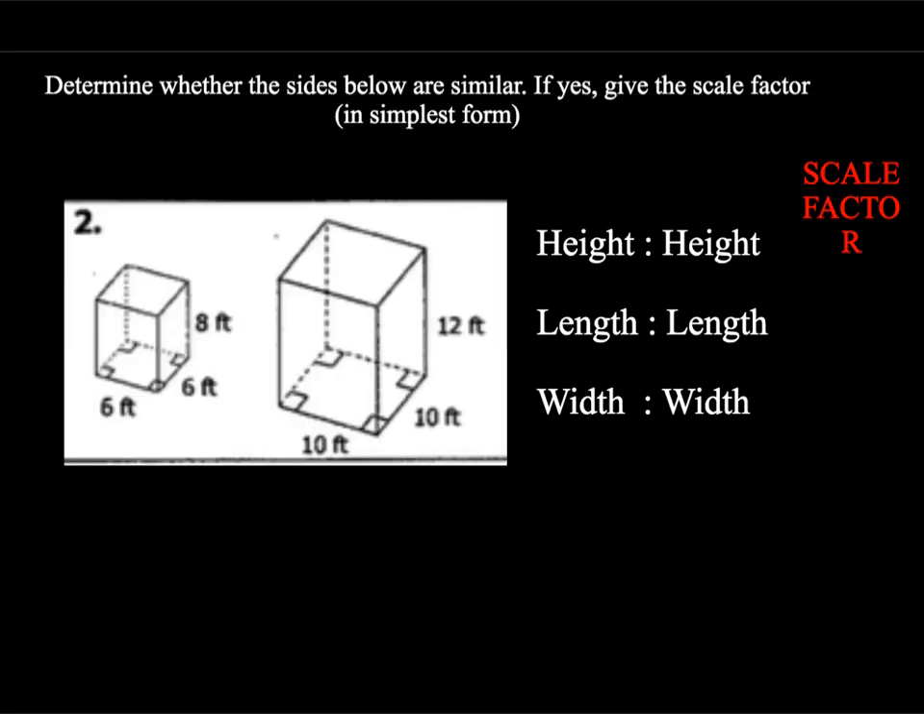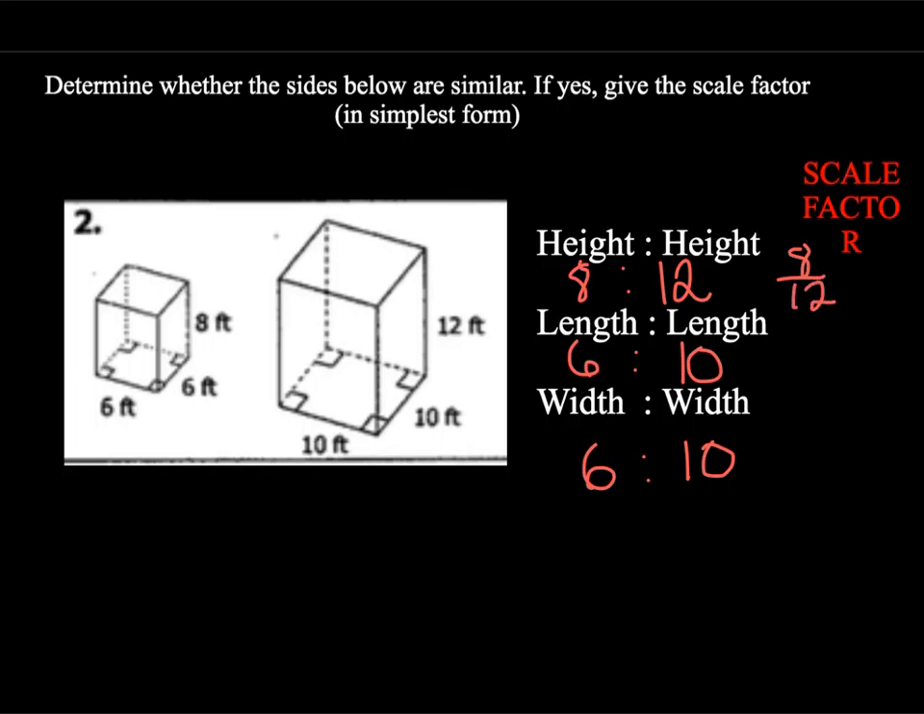The question is, are these solids similar? So given the sides, we're going to write in the height to the height, the length to the length, and the width to the width, and we're going to find the scale factor and determine if they are similar. So here we have it. Now the next thing we need to do is simplify or reduce. That's always the first thing that we do.